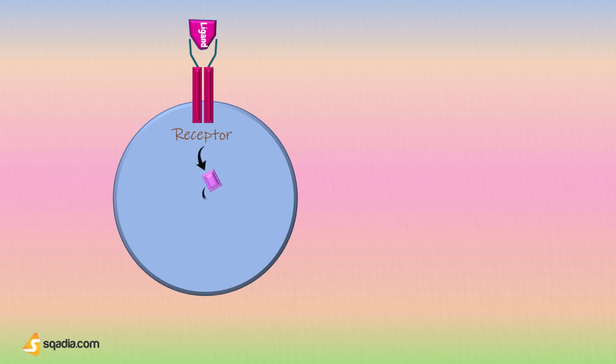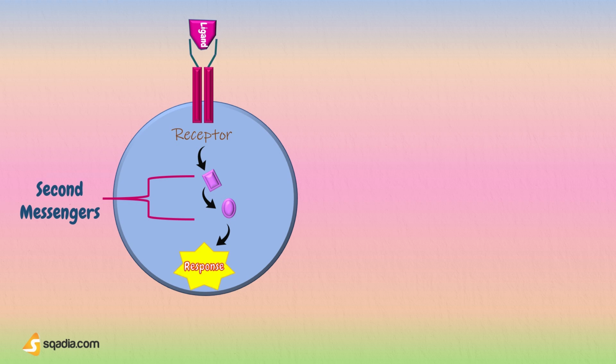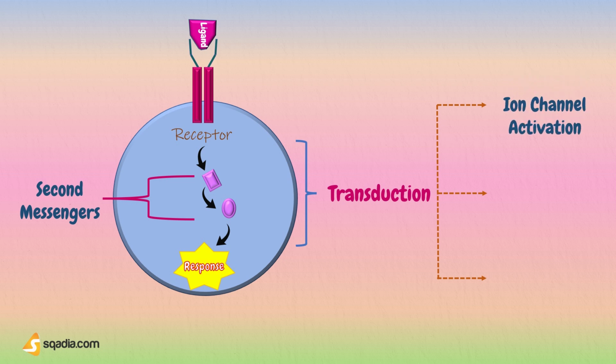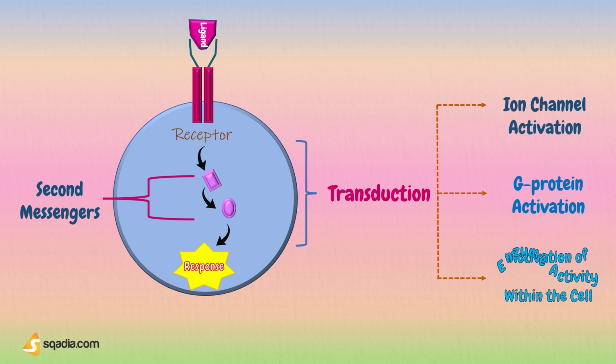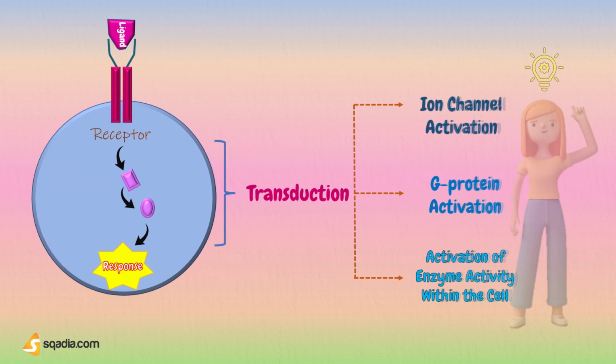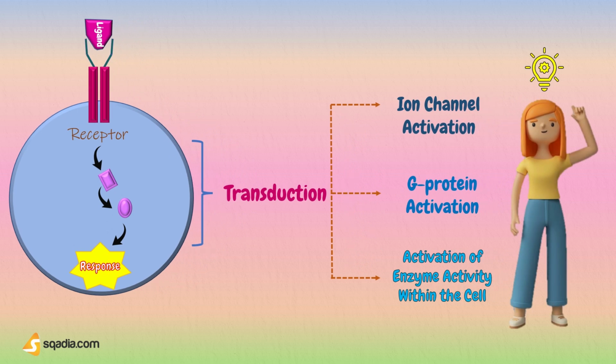If you recall what we discussed in the previous section, the second stage of cell signaling pathway was transduction, and there was a mention of a series of events. Those series of events can be divided into 3 categories: ion channel activation, G protein activation, and activation of enzyme activity within the cell. But these activations can only take place after a chemical messenger binds with a receptor.